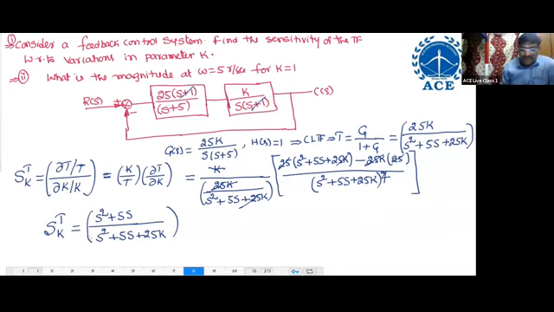This is the sensitivity with respect to k. This is the first bit. Second bit is, what is the magnitude at omega equal to 5 for k equal to 1? So come on. Second bit is solved. So now what is it asking? S_T^K magnitude they are asking, for omega equal to 5 radians per second for k equal to 1.